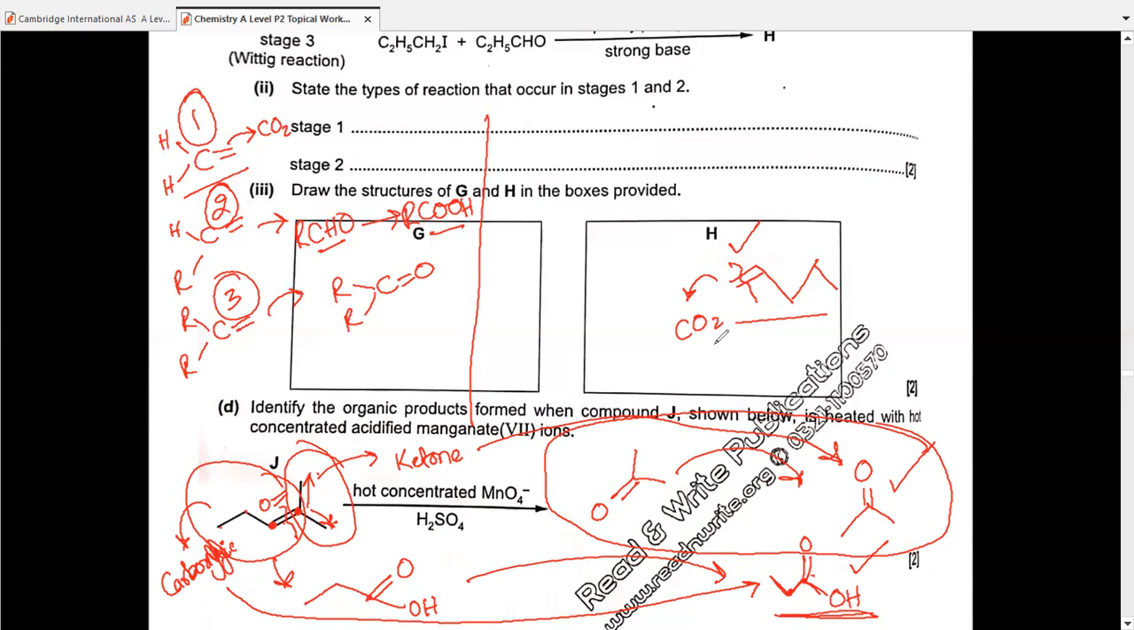Sir, what's the name of J? Name of J. If we number it 1, 2, 3, 4, 5, it's definitely pent and it's a 2-ene. So it's 2-methyl pent-2-ene. Okay, you get the point? This is 1, this is 2, this is 3, this is 4, this is 5. Definitely it's 5 carbon atoms, so it's pent. Smallest number 2, pent-2-ene. Since there is an alkyl group over here, it's 2-methyl pent-2-ene.